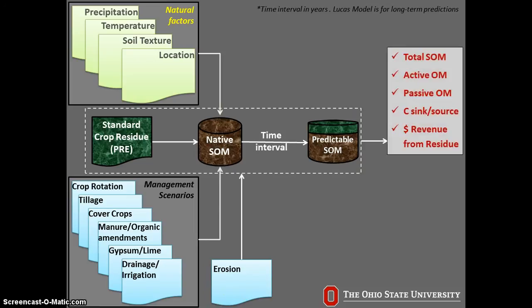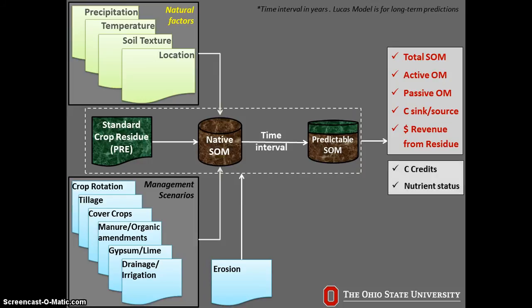Now the typical output of the calculator is the total soil organic matter content. It also gives you the active and passive fraction of the organic matter, and then the carbon sinks and sources. Also it gives you the revenue generated due to residue removal, for example removing the corn residue for bioenergy purposes or any other commercial purposes, and how much revenue you would get because of that.